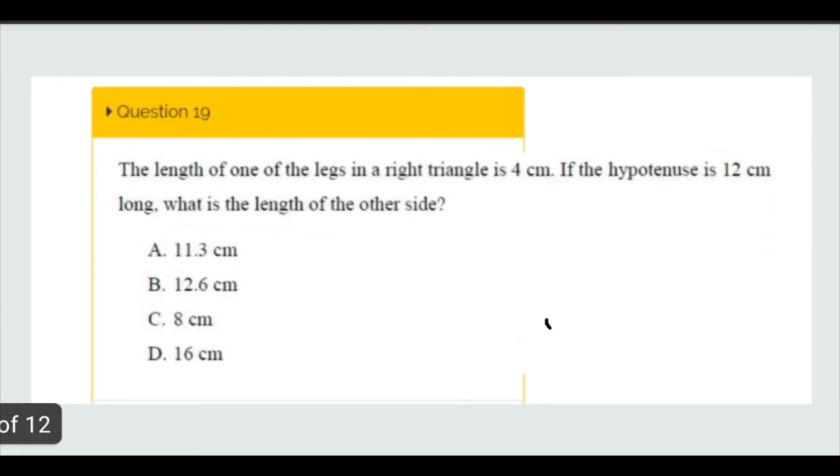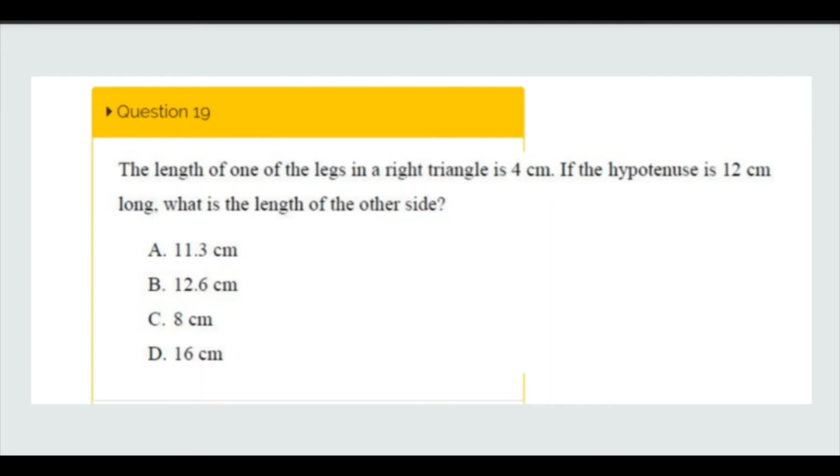So we continue. The length of one side of the legs in a right angle triangle is 4. If the hypotenuse is 12 cm long, what is the length of the other side? So it says it's a right angle triangle, and they give us two sides, the hypotenuse and the other side, and they want us to find the other side of the triangle. We know two sides, and we want to find the other side. We use the Pythagorean theorem, right?